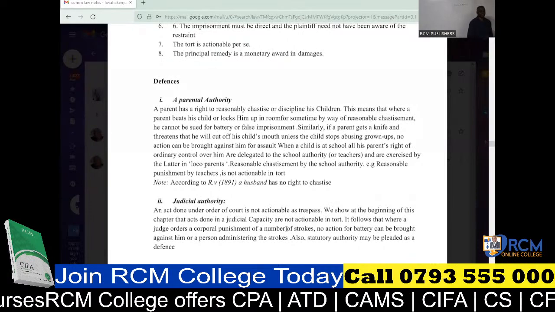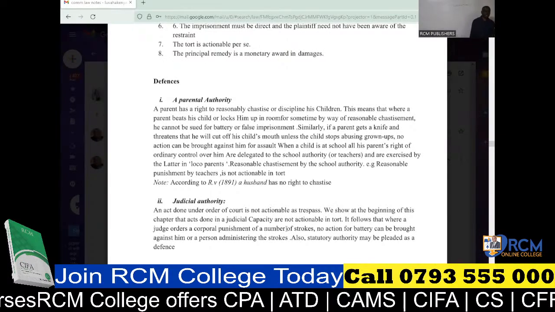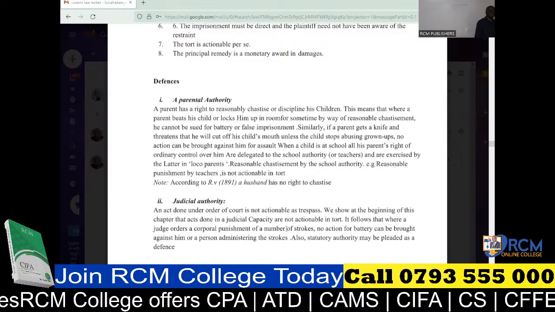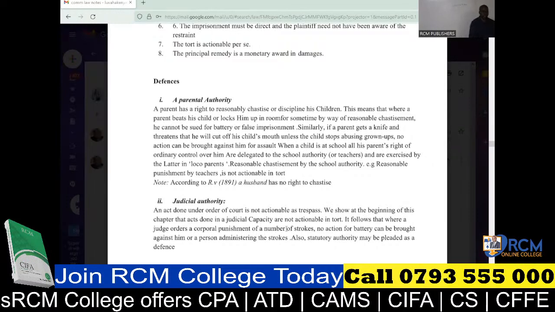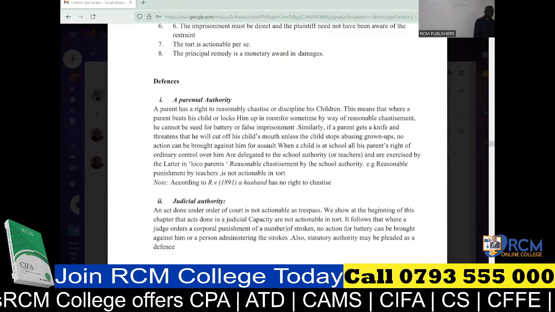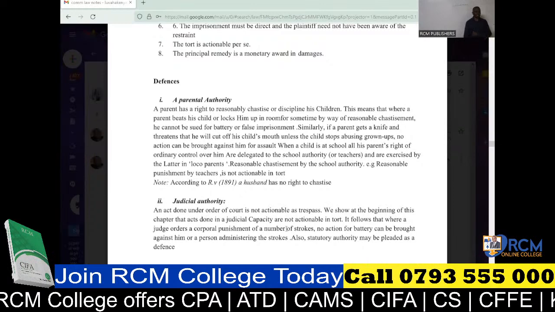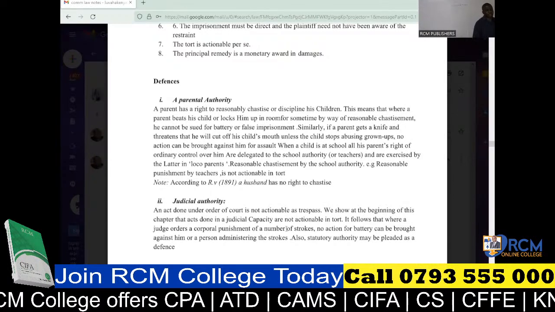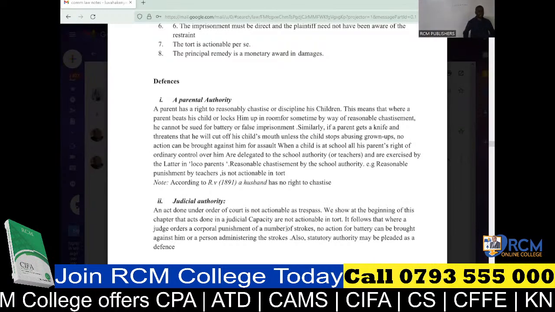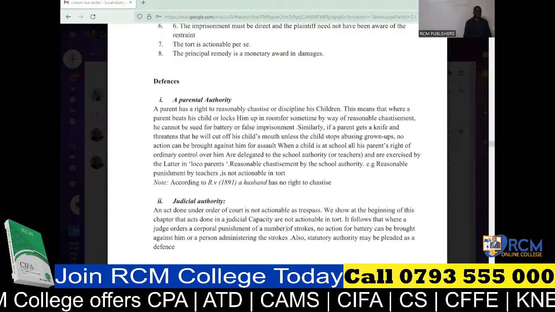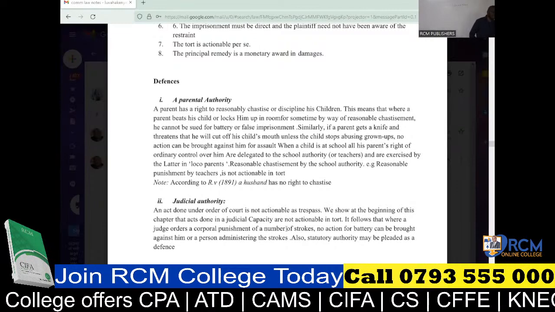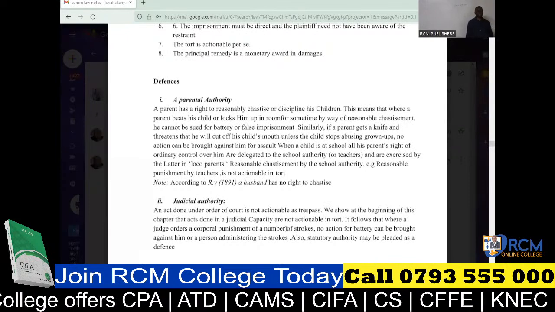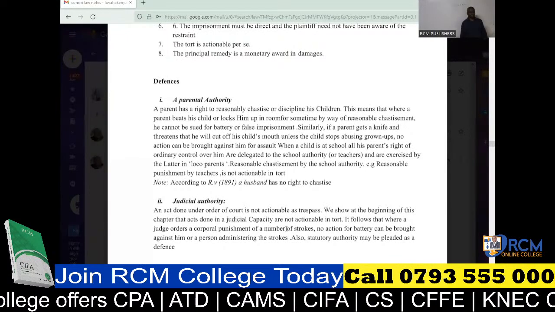It's not actually actionable in tort. So you can't bring an action in tort in such a case, whereby the teachers are trying to restrain the child or control the movement of the child. Even in schools, you'll see they have clearly demarcated boundaries and put up a fence so that no student can escape from the school. In such a case, you can go ahead and accuse the school administration of what you are calling false imprisonment, because they are restraining the movement of the children in the school.